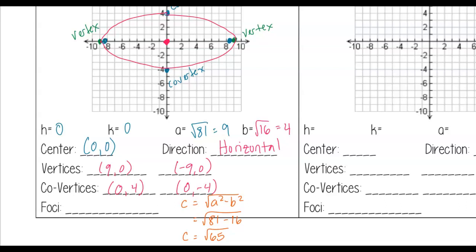We know that the foci are on the major axis. So we have the same k value as the center. We have the same y value as the center. That doesn't change. Our y value is 0 for both of these points. But we go in the positive direction of square root of 65, and we also go in the negative direction, square root of 65. So our foci are located at plus and minus square root of 65, comma 0.